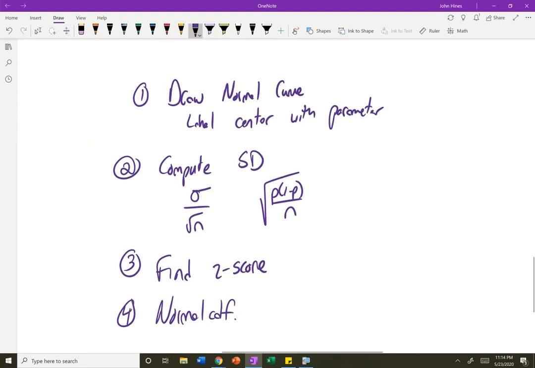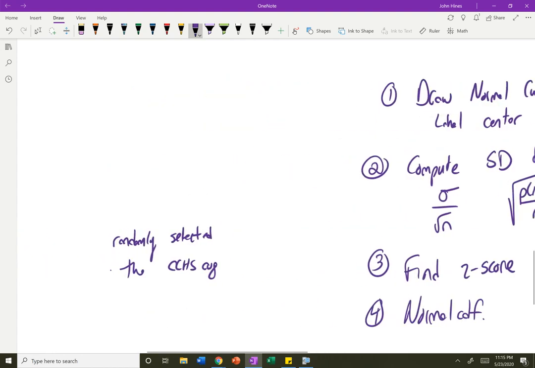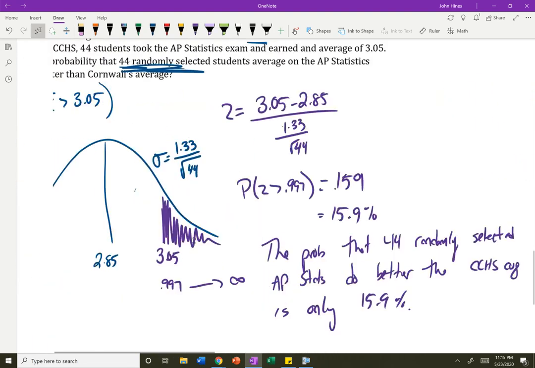So that's our steps. Draw our normal curve, compute the standard deviation for the sample mean or the sample proportion, because that's what we're working with here. We're working with a sample mean or a sample proportion. You find a z-score, and then you do a little normal CDF. So that's how sampling distributions work.